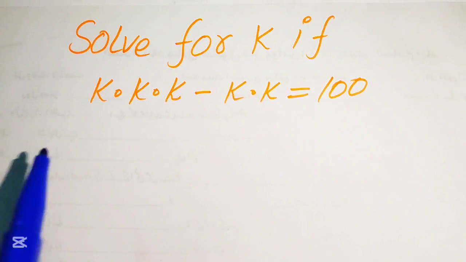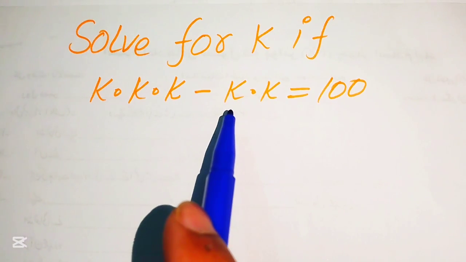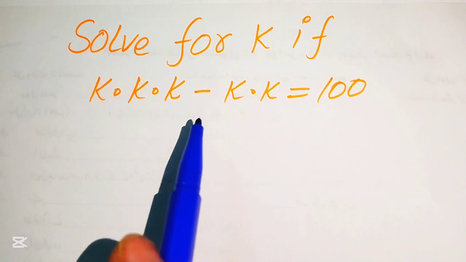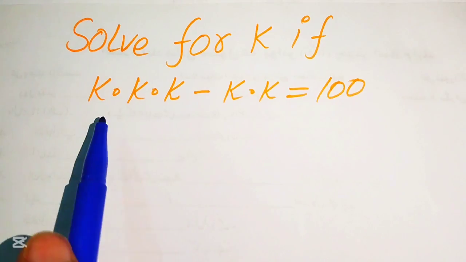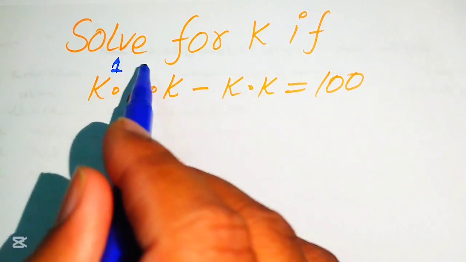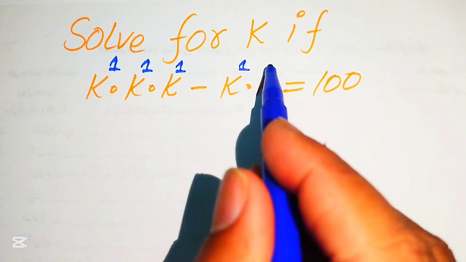So here we have k multiplied by k multiplied by k minus k multiplied by k equals 100, and we solve this problem for the values of k. Here you see that k is multiplied 3 times, and the exponent of each k is 1 in both of these terms.